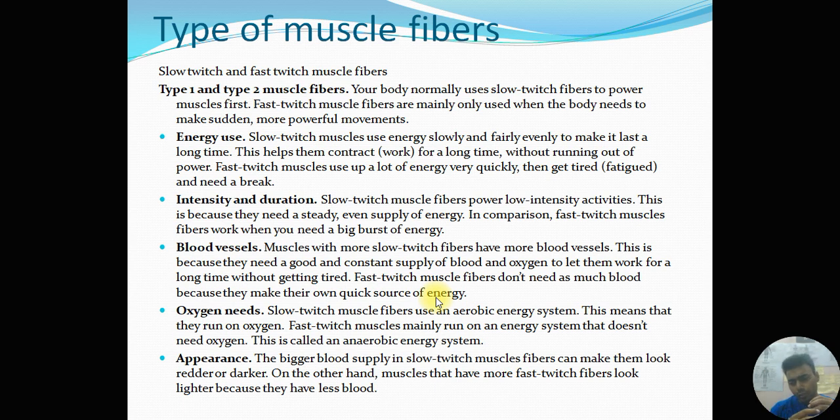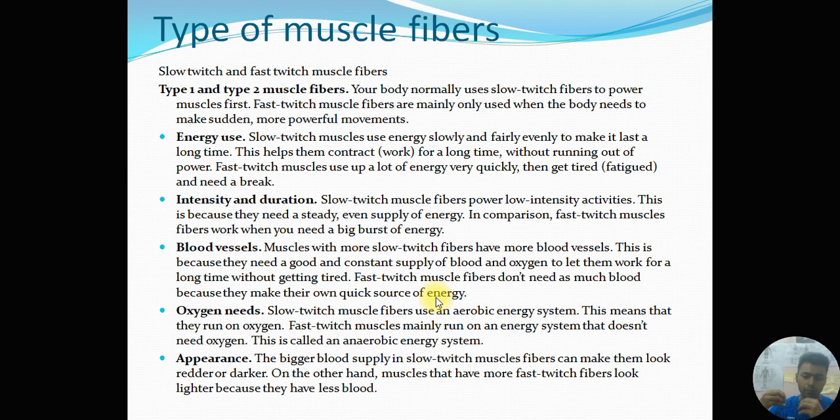Because slow twitch muscle fibers, as I already explained, need less intensity. They are always working on a low intensity workout, right? And when there's a low intensity workout happening, that means they are in an aerobic state. And the aerobic energy system needs oxygen, right? They need oxygen to build ATP. So where they need oxygen, there is also glucose. Not sometimes, they always need oxygen and glucose. So they need more blood vessels in slow twitch muscles.